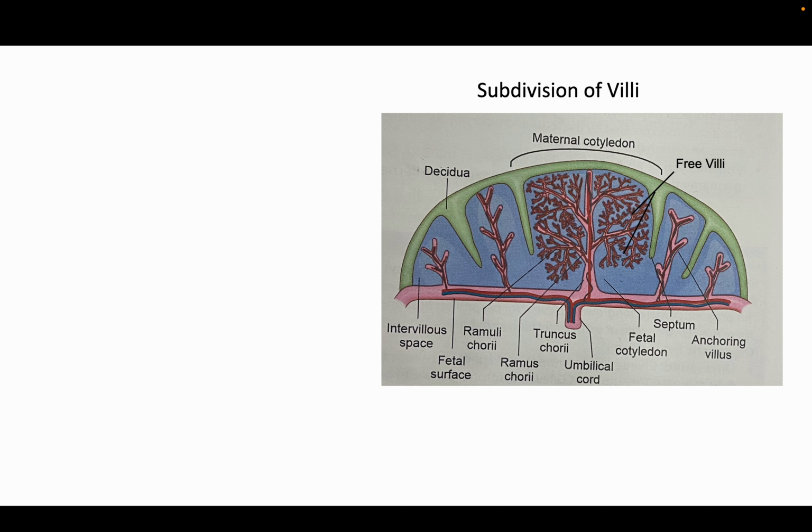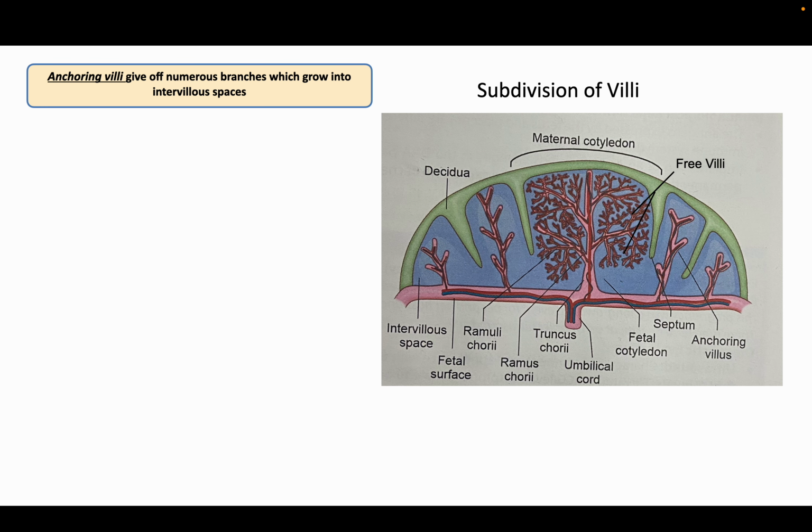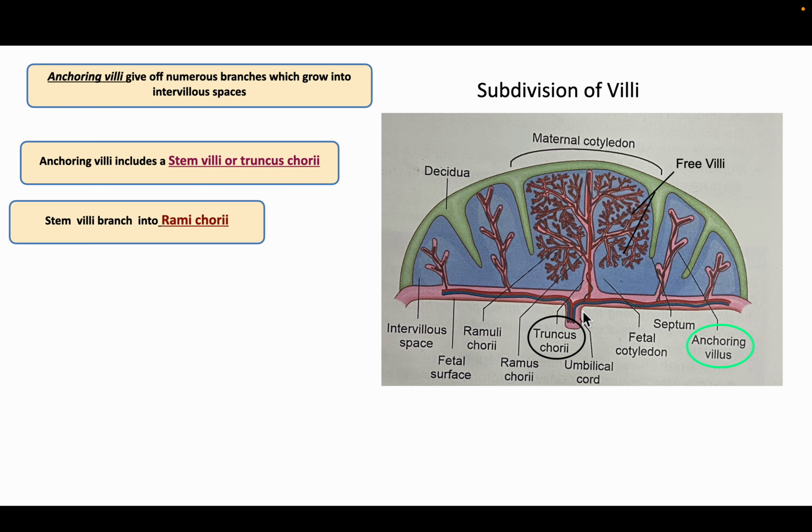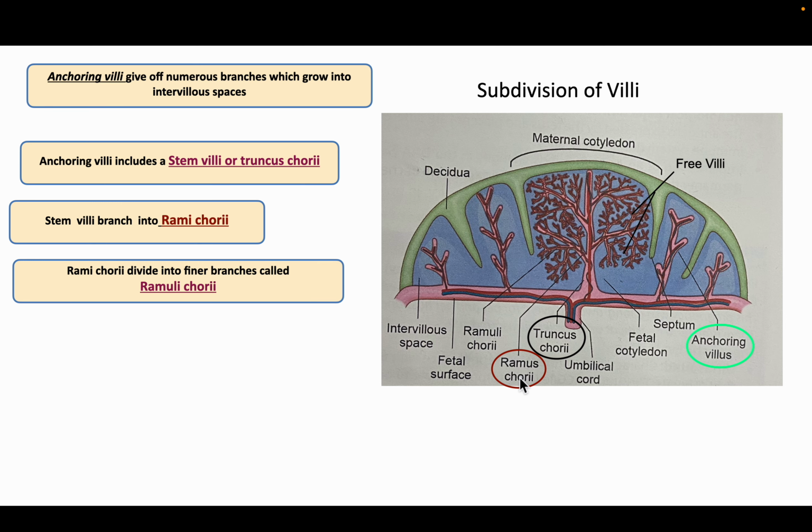Now further, if we discuss the subdivision of the villi, the anchoring villi give off numerous branches which grow into the intervillous space. You can see, this is the anchoring villus. The anchoring villus includes the stem villus or truncus chorii. So the anchoring villus has a trunk. Then the stem villi branch into rami chorii. So this is rami chorii. Then the further subdivision of this villus is ramuli chorii. So this is ramuli chorii.